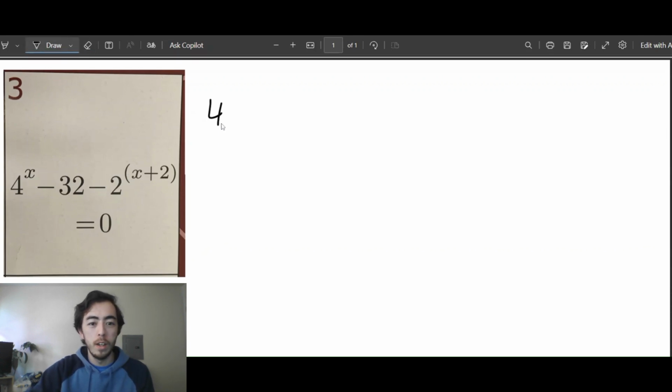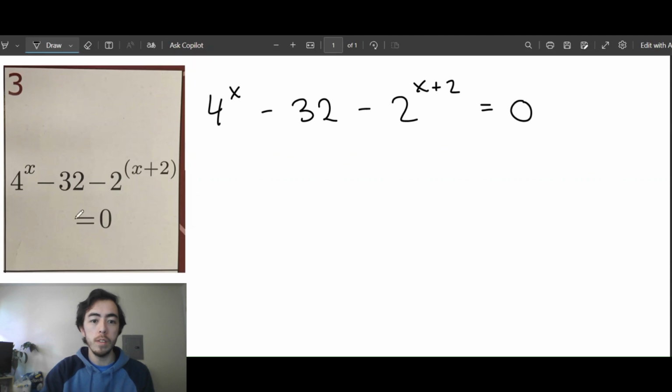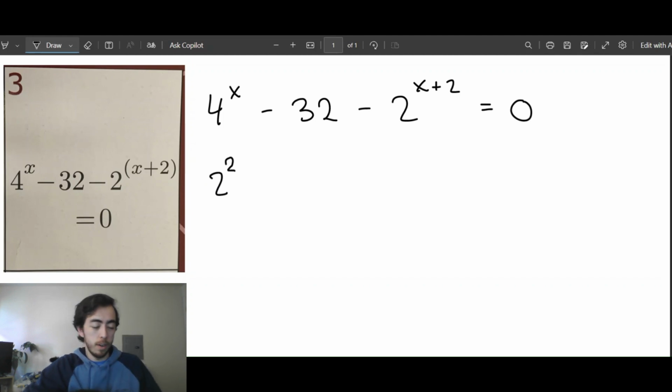So I'm just going to rewrite the problem as is, and then I'm going to try to figure out how I can replace some of those bases with 2's instead of the 4 and the 32. Well, 4 is just 2 times 2, or 2 squared. So I could rewrite it like, oop, that Quill just hopped in my lap and kind of messed with my handwriting there. So 4 is 2 squared.